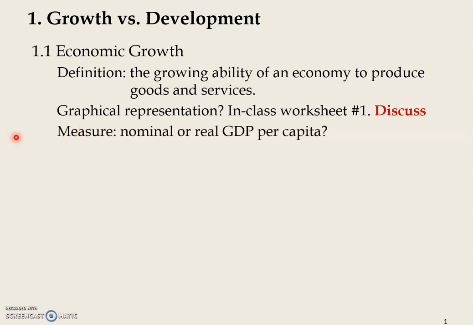All right, and in terms of the measurement, we have at least two measures: nominal and real GDP per capita. Now, nominal here means it's measured in current prices or current dollars. Real means it's adjusted for inflation. When we look at GDP, real GDP means we have to pick a base year and use base year prices when we calculate the current year output.